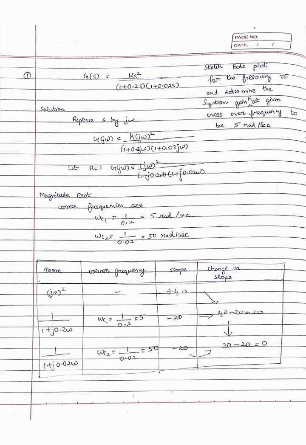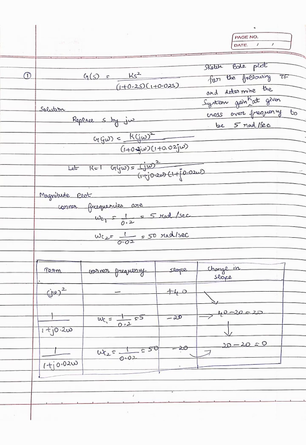To find the magnitude plot, we need to have two frequencies, omega c1 and omega c2, and these are called corner frequencies. To find the corner frequency, we will be dividing 1 by the pole. So here the poles are 0.2 and 0.02. So omega c1 equals 1 by 0.2, it is 5 radian per second, and omega c2 equals 1 by 0.02, it is 50 radian per second.